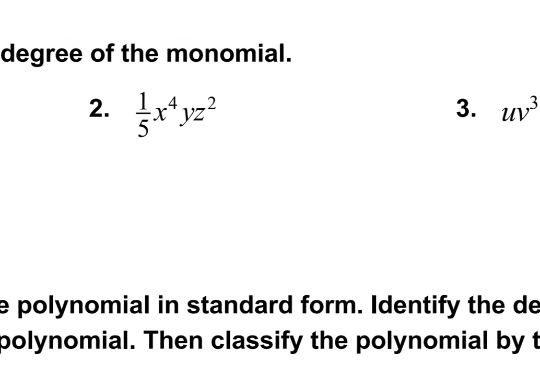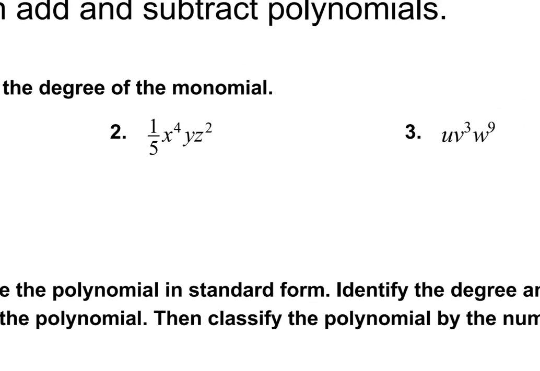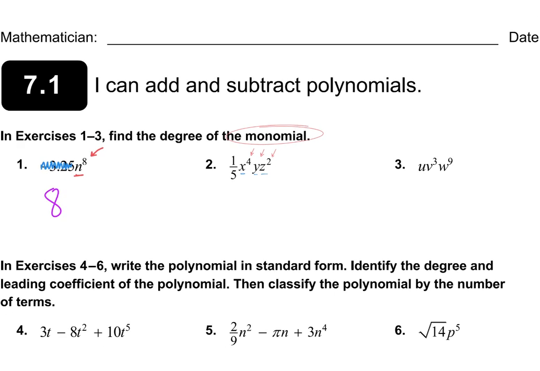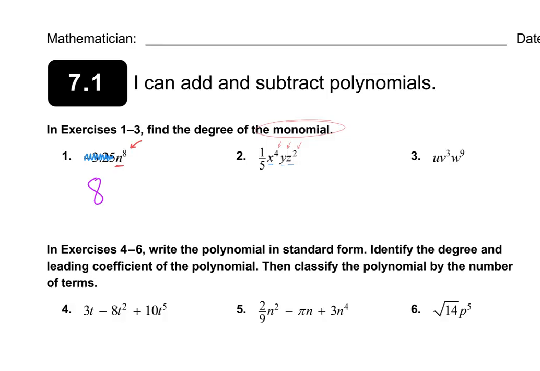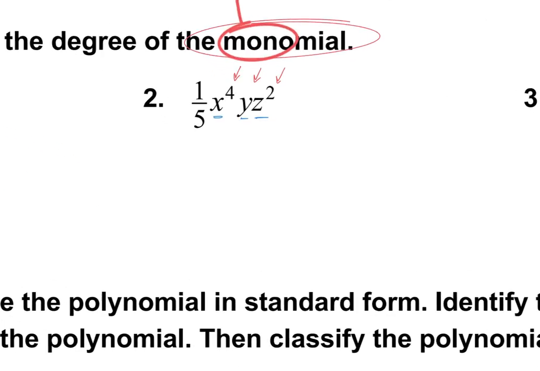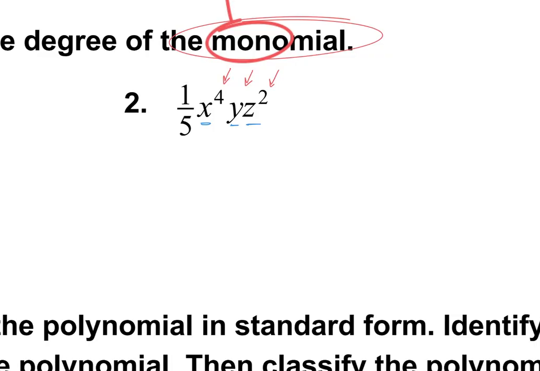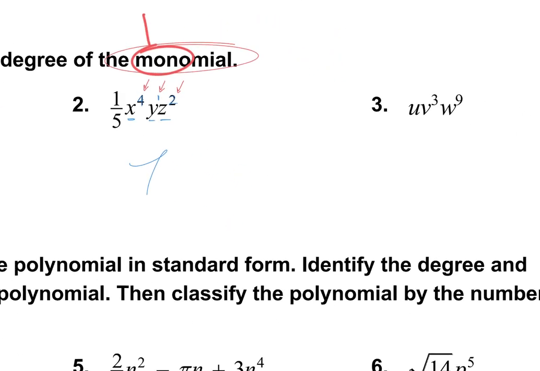Number 2 is a little bit more complicated because we have a 1, a 2, a 3 variables. And here's what's going to happen. This is a monomial. I mean, that's what we've been talking about. A monomial is going to be one term. Mono is 1, okay? And so if you have a monomial like this, you're going to add up all the exponents. So we have 4 plus 1 plus 2. The degree on this is 7.